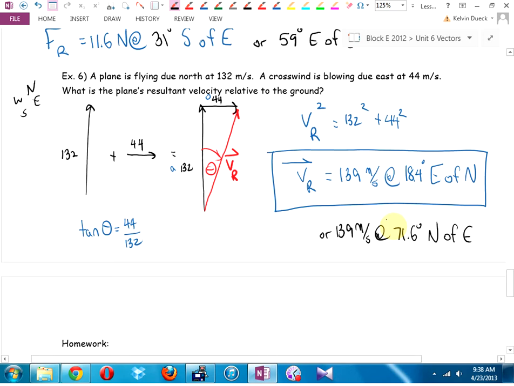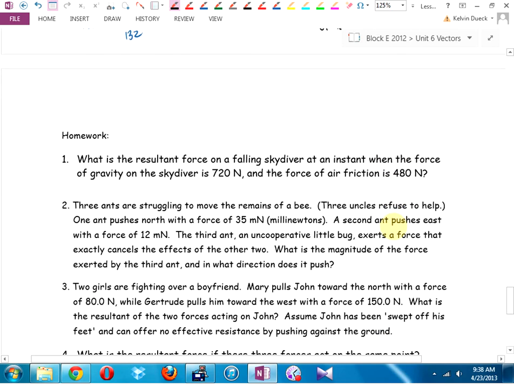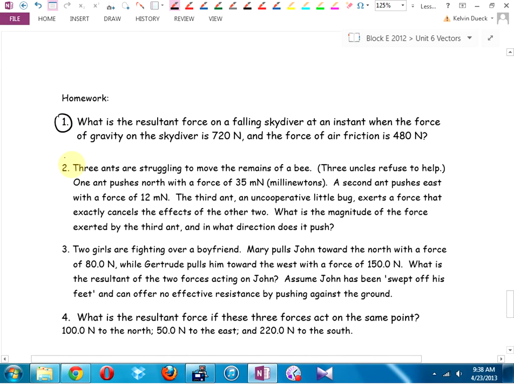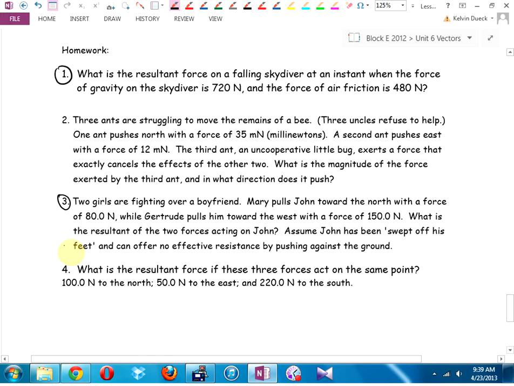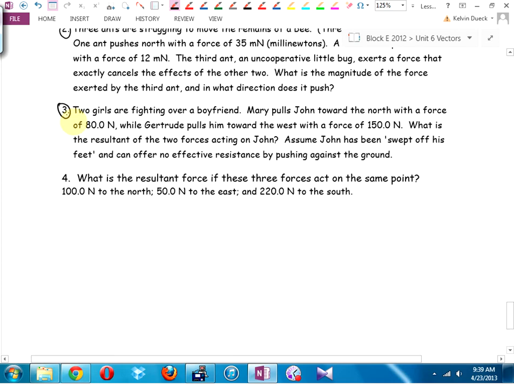Okay. What's your homework? Well, part one is study for the test. But I'm going to give you a couple of questions here. Number one, that's in a nice straight line, I think. Gravity down, and I think friction would be pointing upwards if you're falling downwards. So that's going to be a straight winner minus loser. Number three is good. Sure, we'll try number two. See if you can figure out number four.